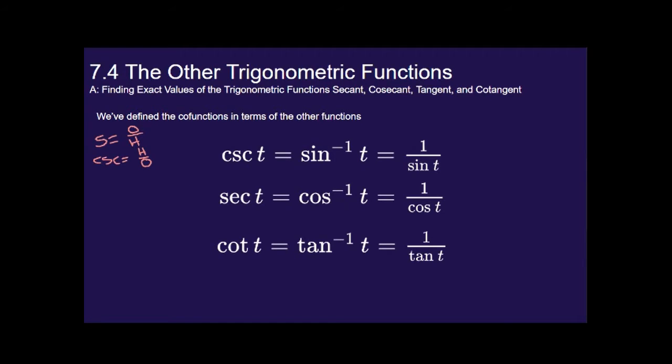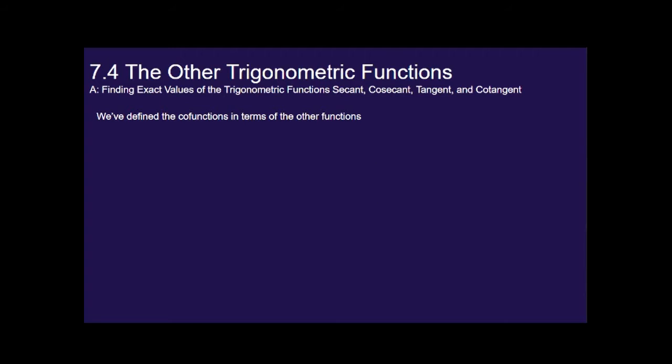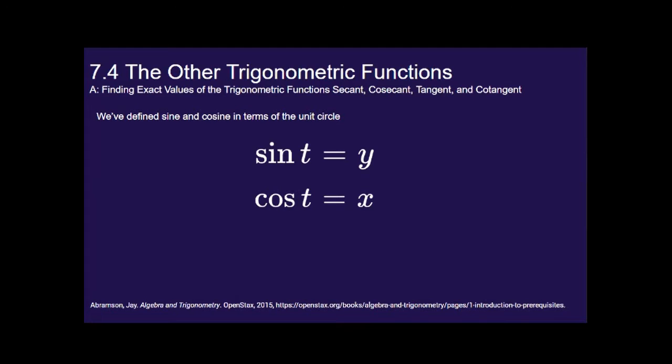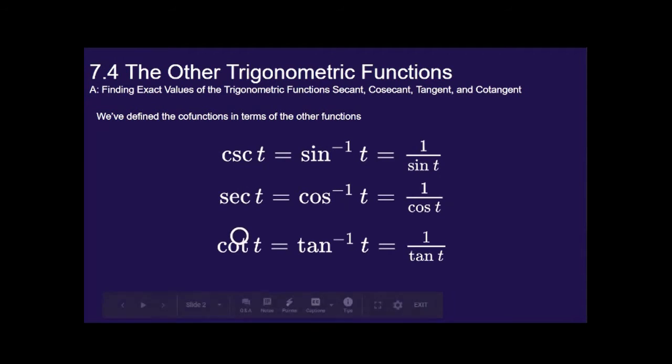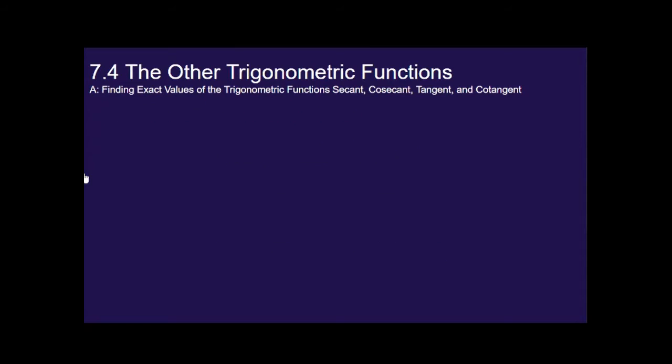Okay, so let me go back real quick to what we're reviewing before we jump in. We're reviewing that sine of t is equal to y, and cosine of t is equal to x. And then that cosecant of t is equal to 1 over sine t, secant of t is equal to 1 over cosine t, and cotangent of t is equal to 1 over tangent t. Now, you will notice that we did not have a definition for tangent in terms of the unit circle. So let's come up with a definition for tangent on the unit circle.